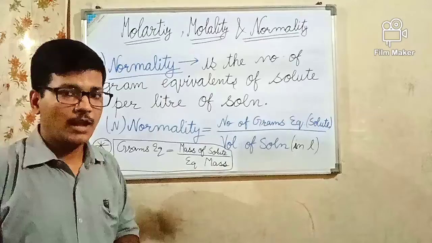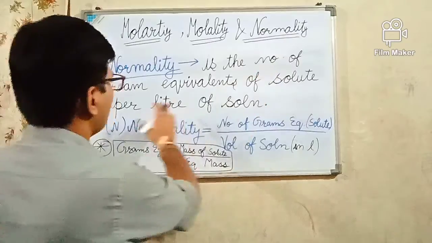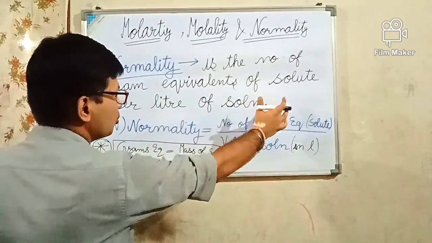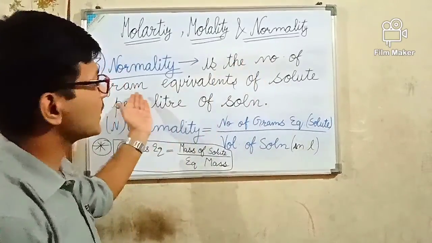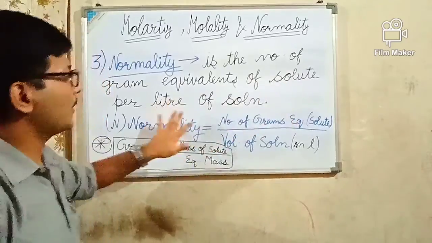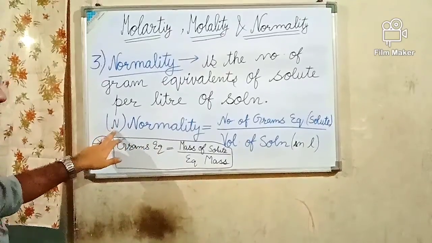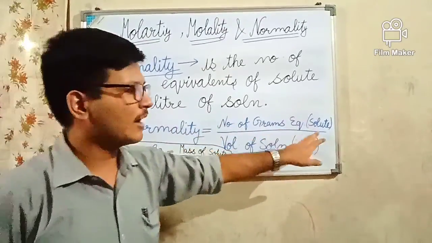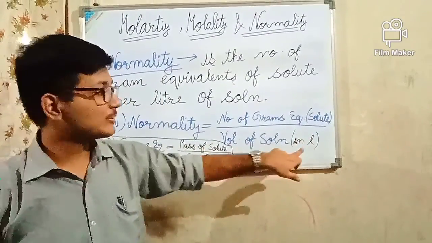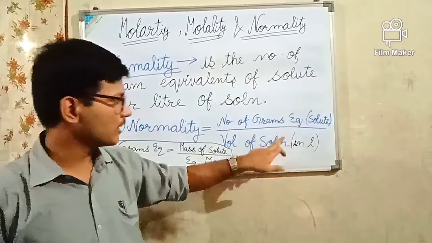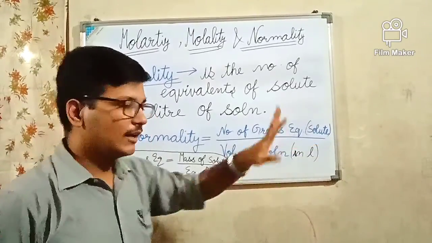Now we have normality. Normality is the number of gram equivalents of solute dissolved per liter of a solution. I repeat, number of gram equivalents of solute per liter of a solution. Mathematically, normality, denoted by capital N, equals the number of gram equivalents of solute over volume of solution. If this volume is expressed in terms of liters, then it's okay, but if we express it in terms of milliliter, then we will multiply it by 1000.